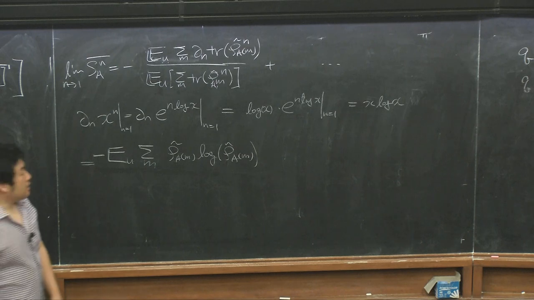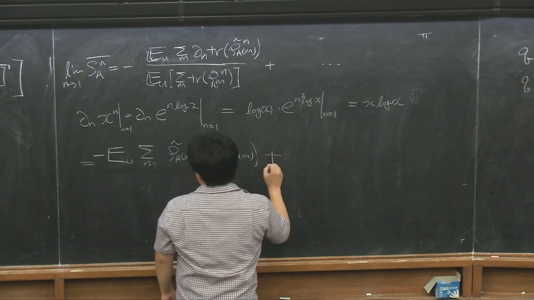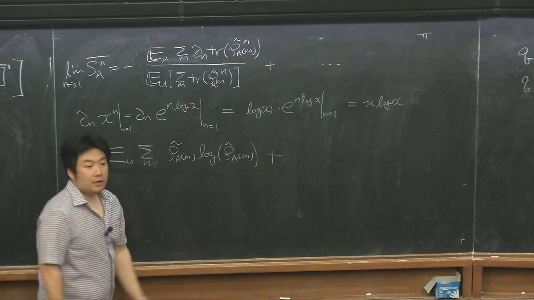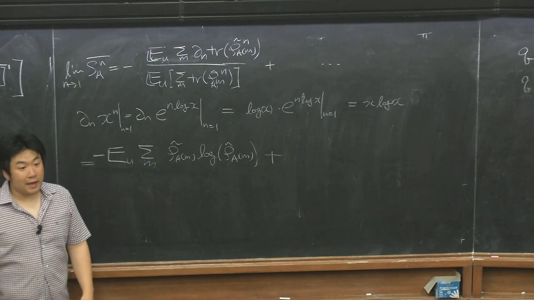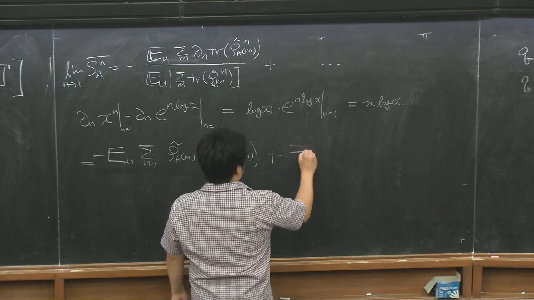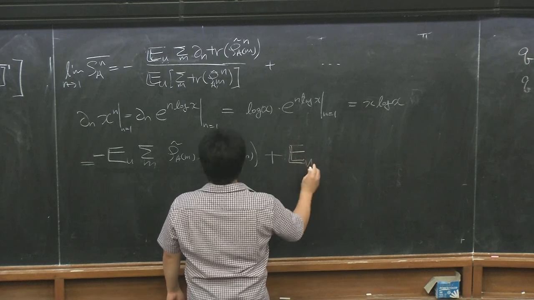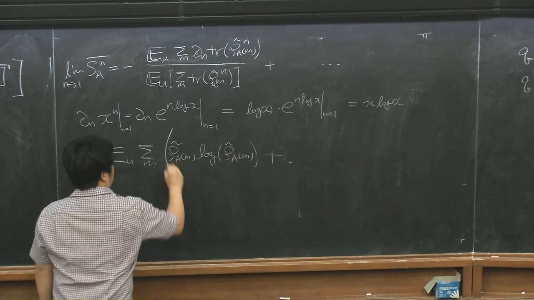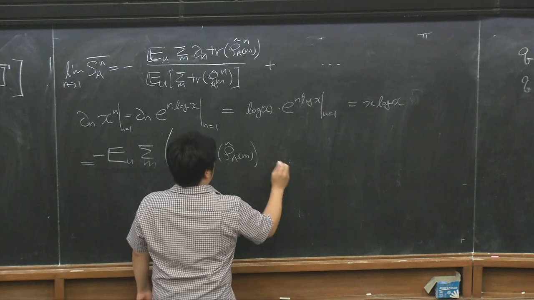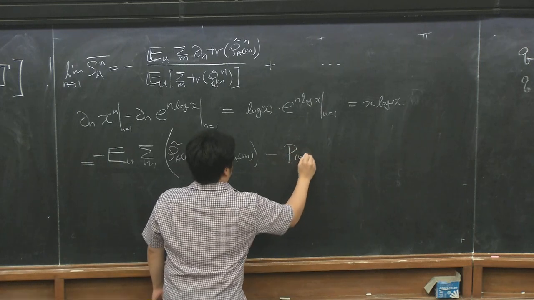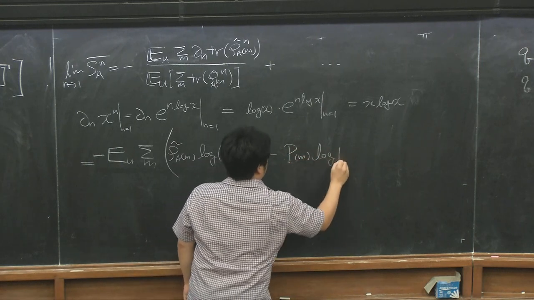And here we have a term with the negative sign, basically the same term when rho A is replaced by P of m. So that quantity is going to be average over U, or I just pull out this averaging and put it here. Minus P of m log P of m.